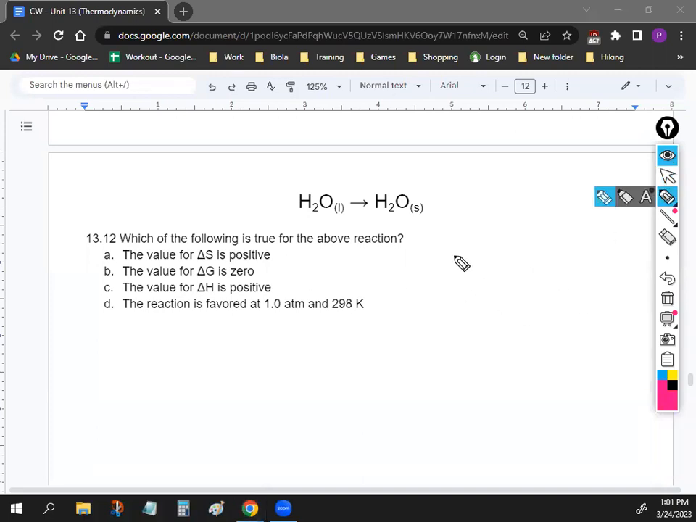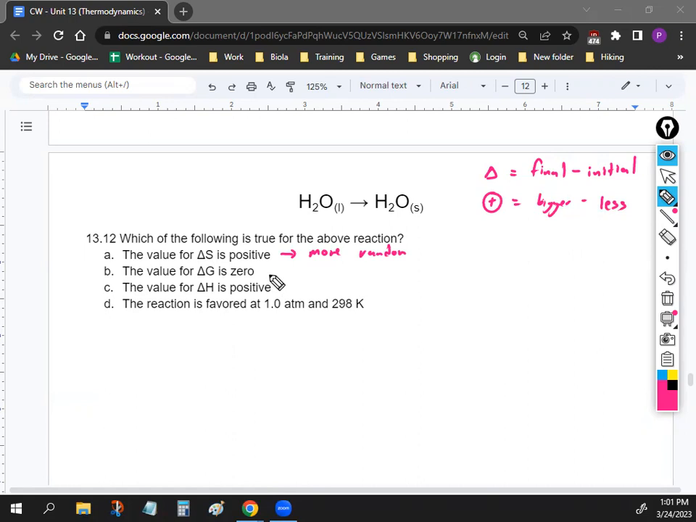So let's take a look at option A. Delta S is positive. Delta S is entropy. So if delta S is positive, does it become more random or less random? Yeah, more random. If that is confusing, just remember delta anything is final minus initial. If this value is positive, that means the final has to be bigger than the initial. Since the final is bigger, that means it's becoming more random.